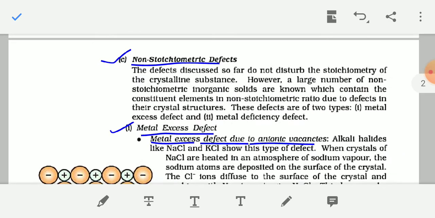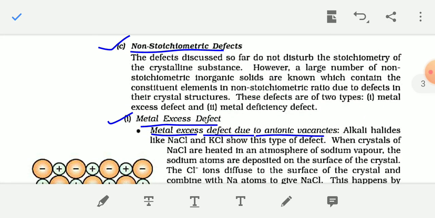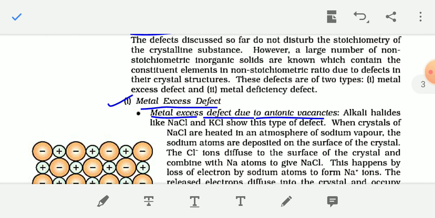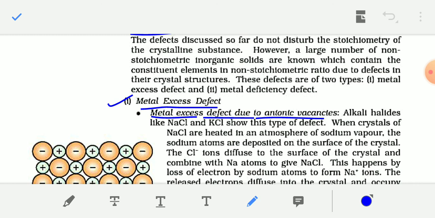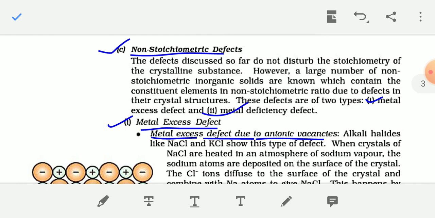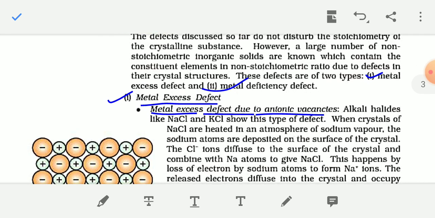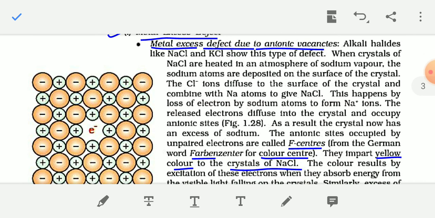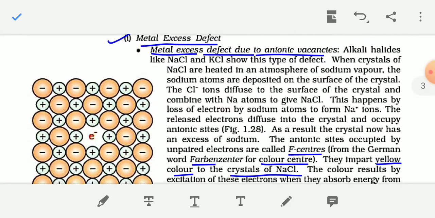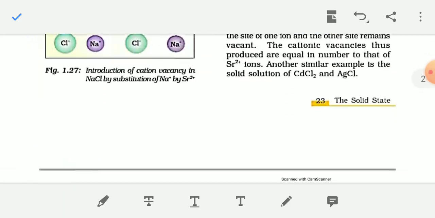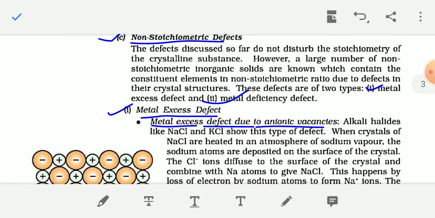Now see non-stoichiometric defects. Non-stoichiometric defects are those defects which alter or disturb the stoichiometry of the solid. There are two types of non-stoichiometric solid: one is metal excess solid, another is metal deficiency solid. Metal excess defect, Frenkel defect and Schottky defect, these three are mainly important defects.